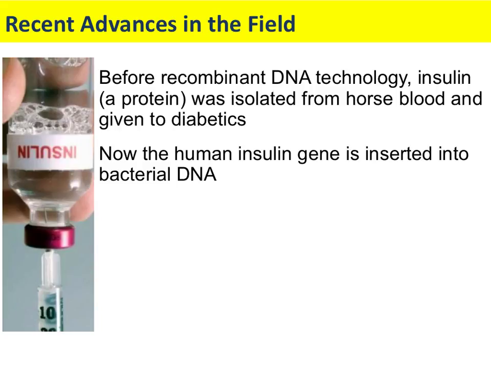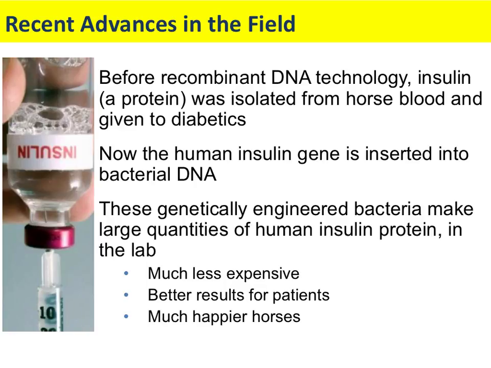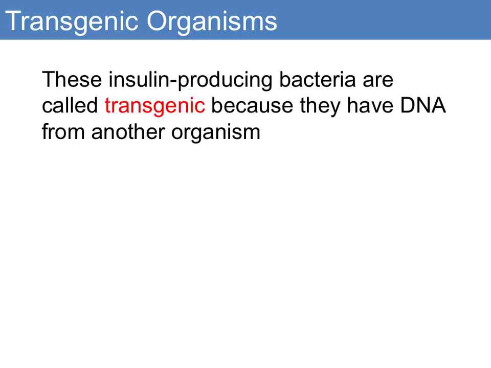So now we actually take the human insulin gene and insert it into bacterial DNA. We can grow huge vats of the bacteria. Those bacteria are producing the insulin, and then we can take the soup and harvest the insulin right out of it. It's actually human insulin, and we give it to people. So it's less expensive, better for patients, and of course, horses are happier. Now, an organism that has a gene from another organism is called transgenic. In other words, the bacteria that produces the insulin has a human gene inserted into it.